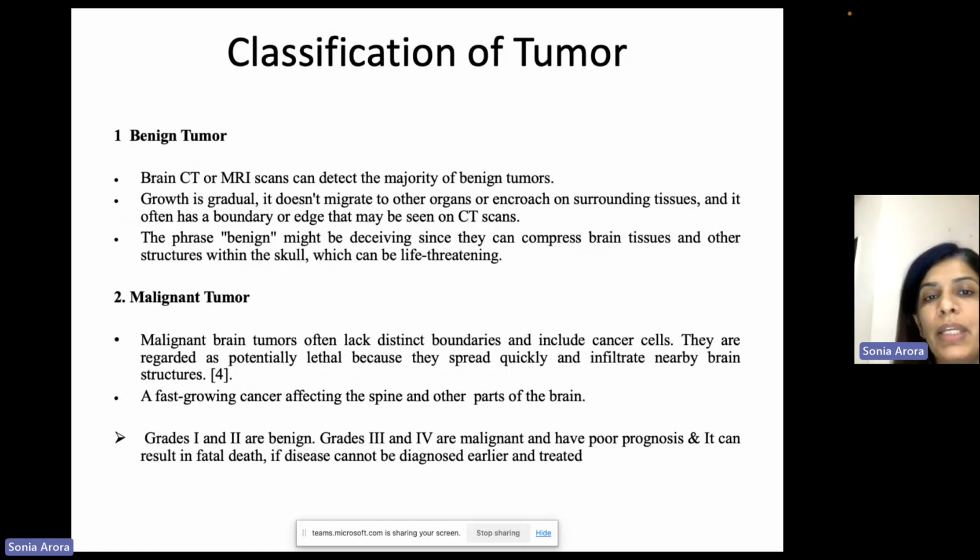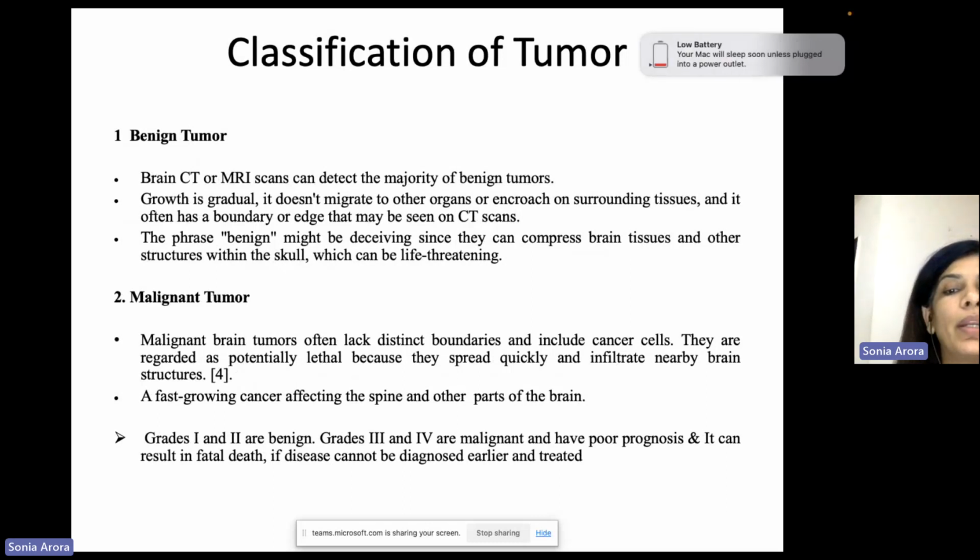The benign tumor might be deceiving since it compresses brain tissues and other structures within the skull, which can be life-threatening. The malignant brain tumors often lack distinct boundaries and include cancer cells. They are regarded as potentially lethal because they spread quickly as faster growing cancer, affecting the spine and other parts of the brain. Grade 1 and grade 2 are benign stages, whereas grade 3 and grade 4 are malignant. And it can be fatal if the disease is not diagnosed at an early stage.